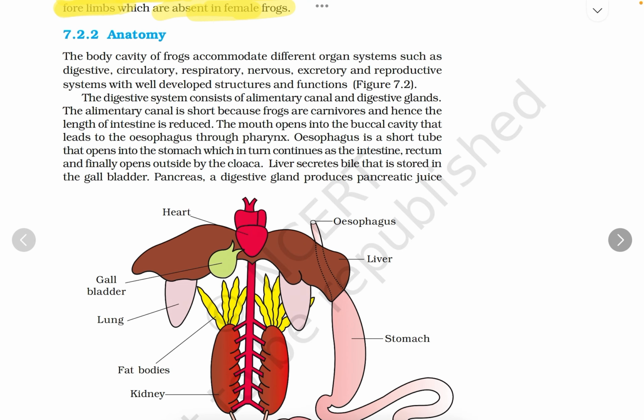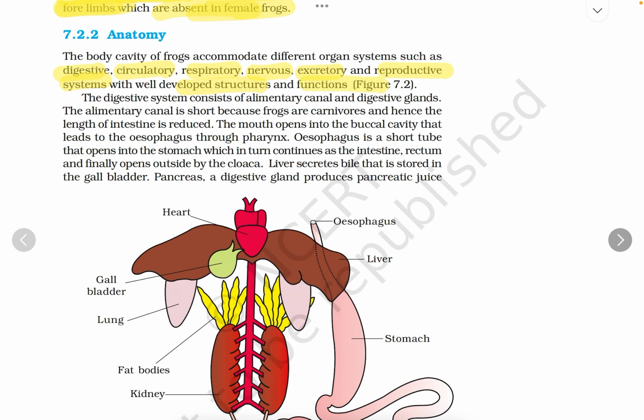Now, if you study the anatomy, the body cavity of the frog accommodates different organ systems. They have digestive system, circulatory system, respiratory system, nervous system, excretory system, and reproductive system. Just like how we humans have different systems, they have well-developed structures and functions.